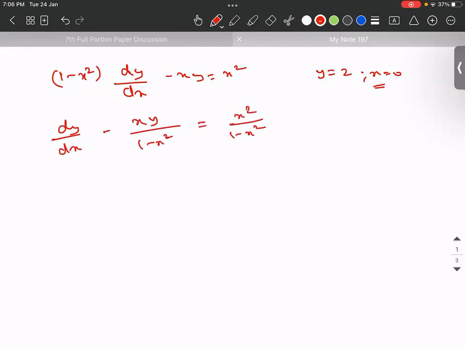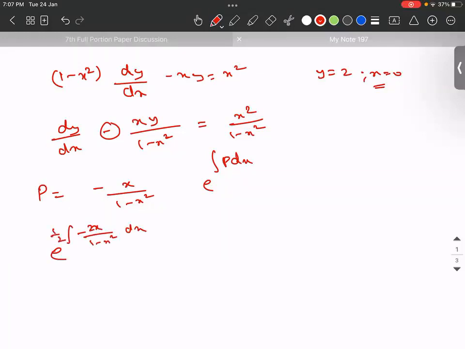Okay. How did you do this? Sir, linear. P is minus x by 1 minus x square. Q is x square by 1 minus x square. E power integral of p dx. So e power integral of minus x by 1 minus x square dx, multiplied and divided by 2. So it should be e power half into log of 1 minus x square. You understood why I multiplied and divided with 2?